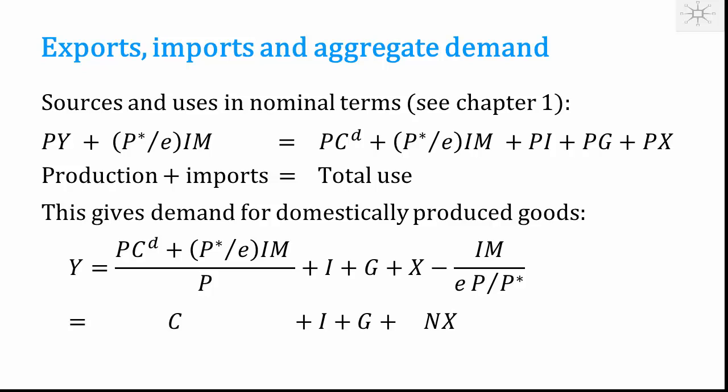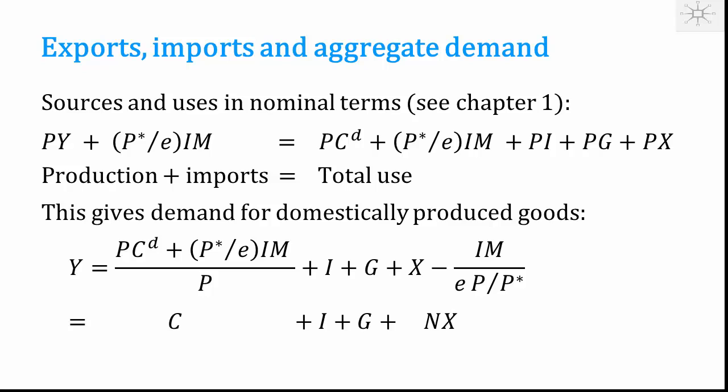And that's the sources of goods and services, and they are used for consumption of domestic goods, consumption of imported goods, investment, government expenditure, and exports. And as I said, we assume that for investment and government expenditure, you use only domestically produced goods, to simplify. So production plus imports is equal to total use.